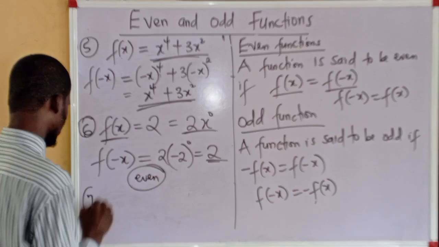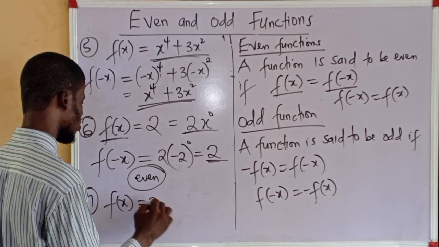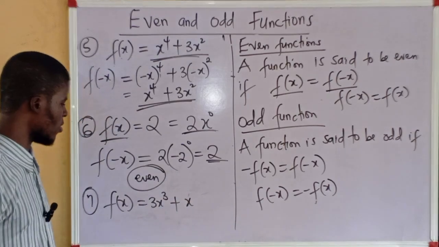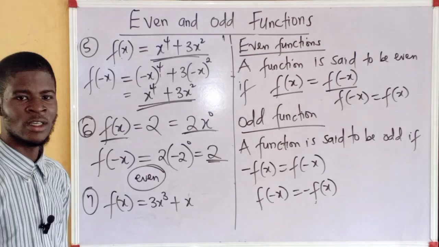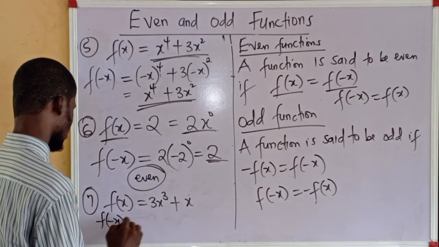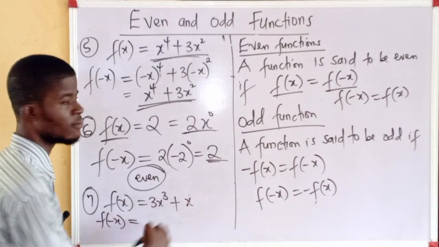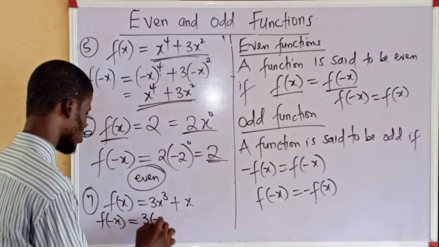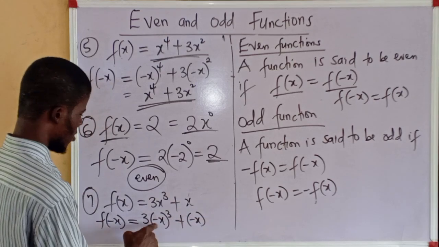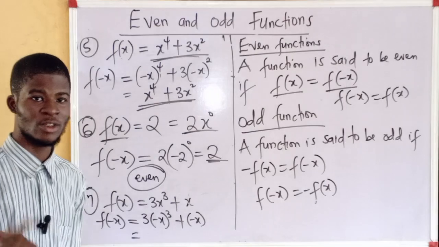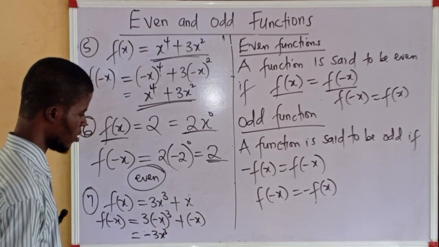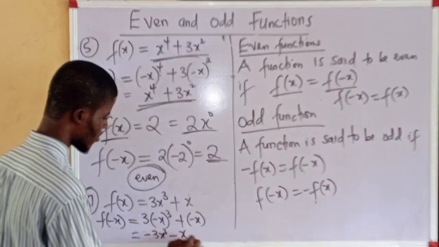Okay, consider the function f of x equal to 3s cubed plus x. This function now, is it even or is it odd? What is f of minus x? In place of x now, let's write minus x. So that will be 3 into minus s cubed plus minus x. Okay, minus s cubed is minus s cubed. That is, we have minus 3s cubed. Okay, plus minus is a minus, minus x.